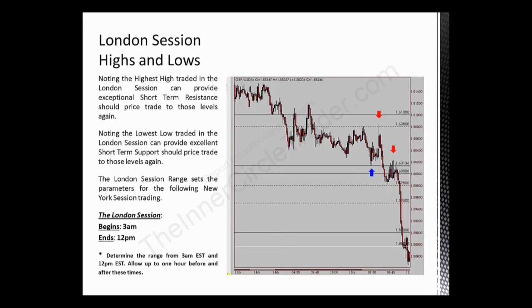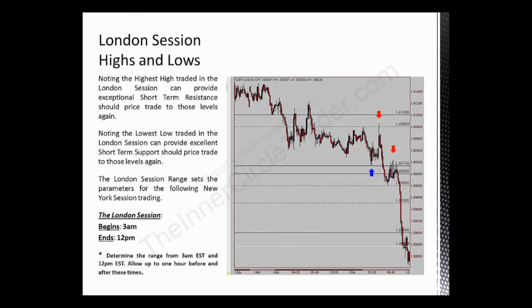Obviously in the London session, but I understand there's a lot of people that just can't do it because of time constraints and family commitments and maybe even jobs. But if you're going to be a New York session trader, you have to at least reference the London session highs and lows, because they're going to be paramount to the swings that set up during the New York session.